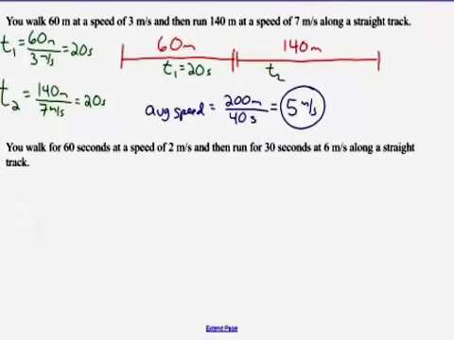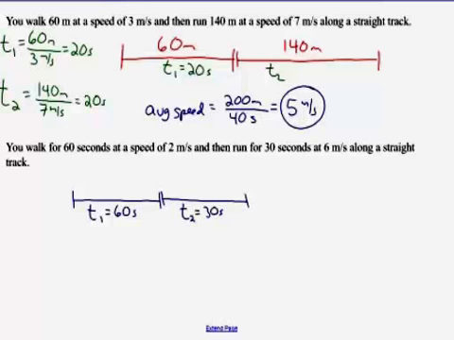For this second part, you walk for 60 seconds at 2 meters per second. So for this first segment, we don't know how far we went, but we know that the time for the first segment was 60 seconds. And then we run for 30 seconds at 6 meters per second. So again, we know that this part is 30 seconds. And we need these distances.